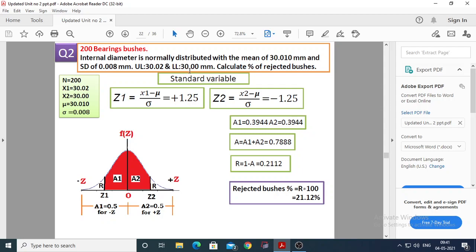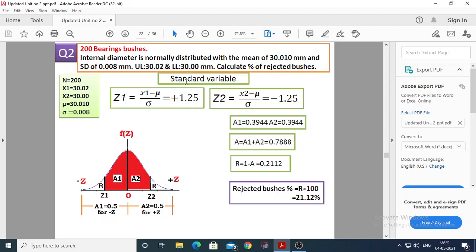Then how do we calculate the percentage of rejection of bushes? You know that yesterday we saw the formulas. We want to use this formula and find the percentage of rejection of those bushes. Then we will try to solve this example. See what is given. First we write what is given. Then you have to calculate the first Z1 value. What is the Z1?